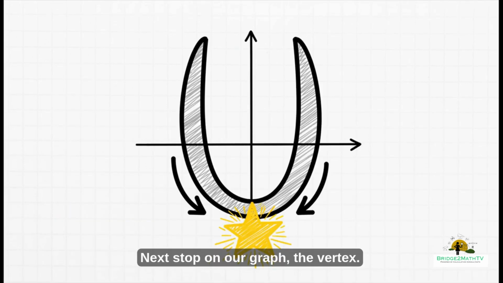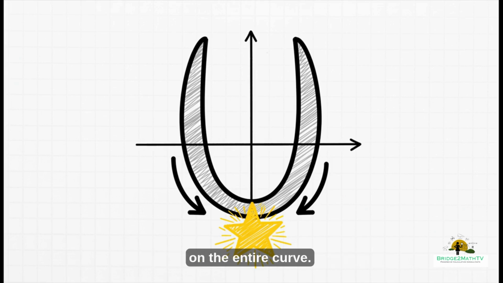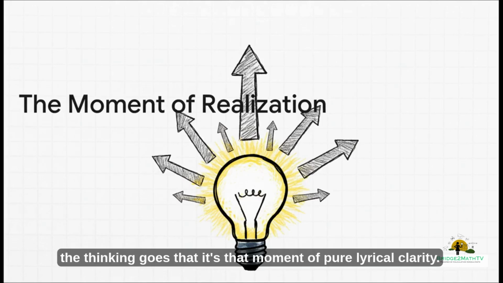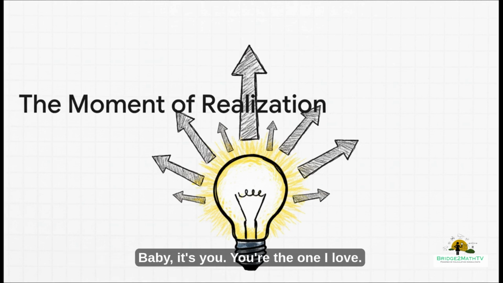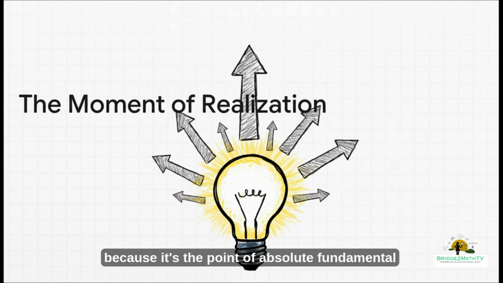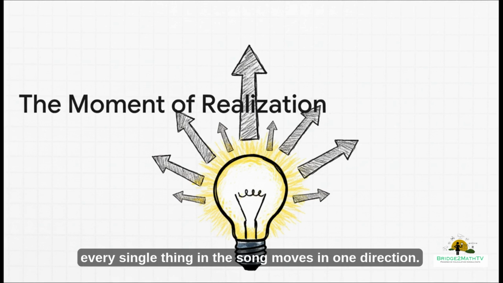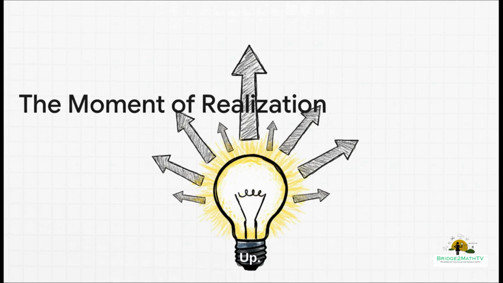Okay, next stop on our graph, the vertex. Now, for a parabola that opens up like ours, the vertex is the absolute lowest point on the entire curve. It's the bottom of the U. So, what's the emotional low point in the song? Well, the thinking goes that it's that moment of pure lyrical clarity. Baby, it's you. You're the one I love. But this isn't a low point of weakness, not at all. It's the opposite. It's the lowest point because it's the point of absolute fundamental certainty. And from this vertex, every single thing in the song moves in one direction, up.